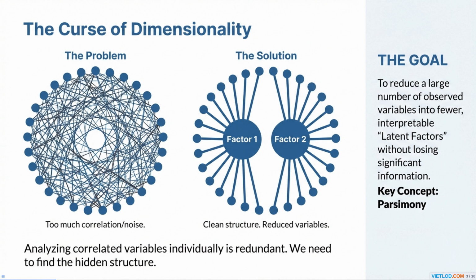The main goal is parsimony. We want to reduce the number of variables while retaining the maximum amount of significant information. It's about finding a cleaner, more interpretable structure in the data.